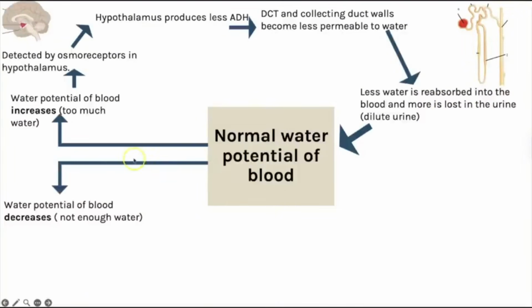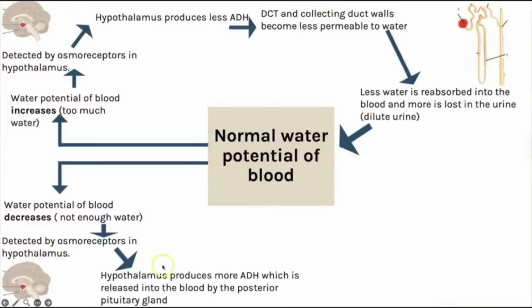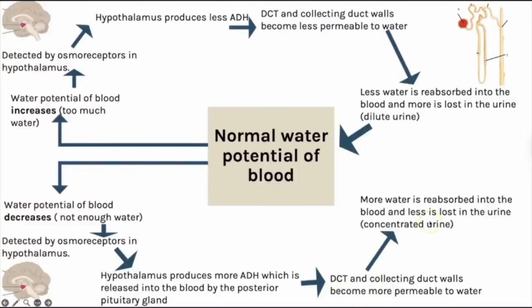bringing the water potential of the blood back to normal. Now, maybe you've sweat a lot and lost a lot of water, and the water potential of the blood decreases. That is going to be detected by the osmoreceptors in the hypothalamus. The hypothalamus will produce more ADH, which is released into the blood by the posterior pituitary. The distal convoluted tubule and the collecting duct walls become more permeable to water, so more water is reabsorbed into the blood by osmosis and less is lost in the urine. So you get more concentrated urine, and that means you get your normal water potential of the blood.